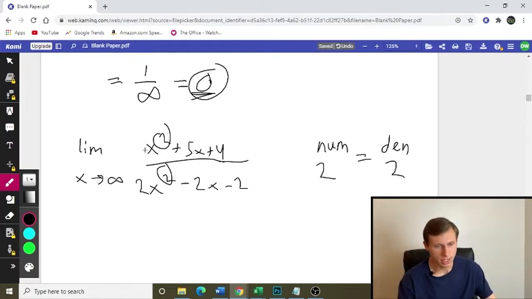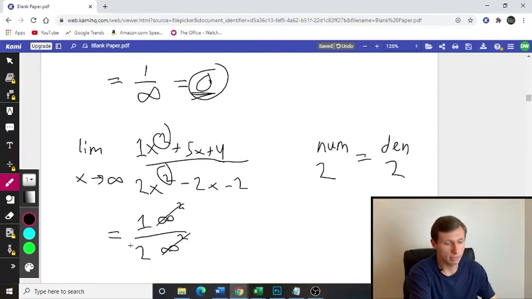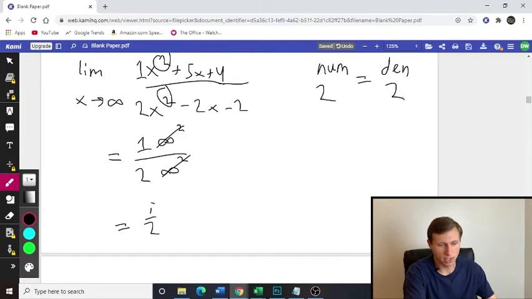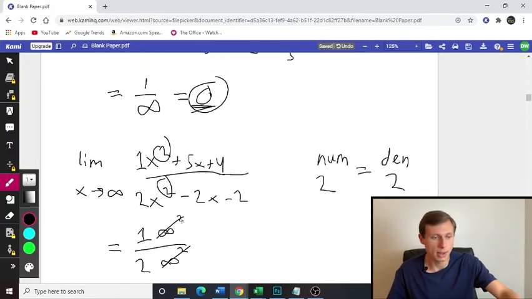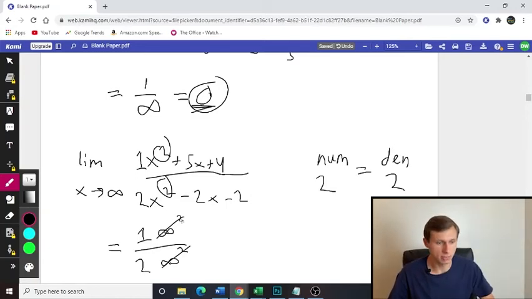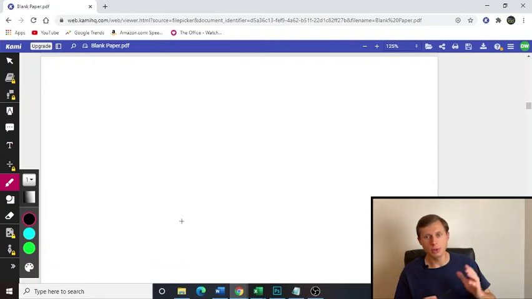Here's what it is. This has a 1 in front of it, if you want to think of it like this. And what you're essentially getting here is 1 infinity squared over 2 infinity squared. Think of it like the infinities canceling out, and all you're left with is a 1/2. 1/2 is the answer to this question. And so whenever you see the degrees match each other, they're equal, you need to look at the coefficients to determine your answer.